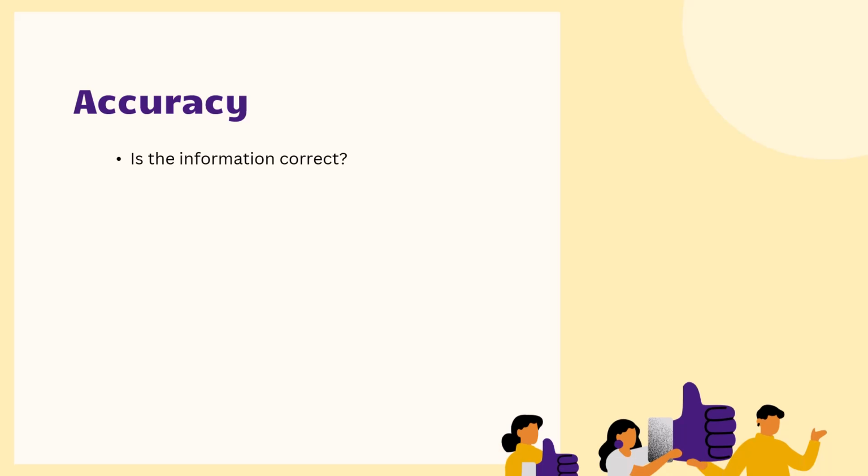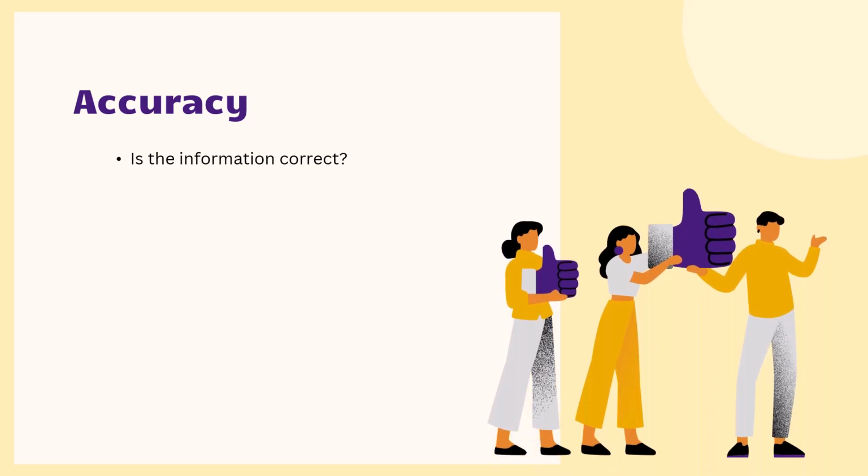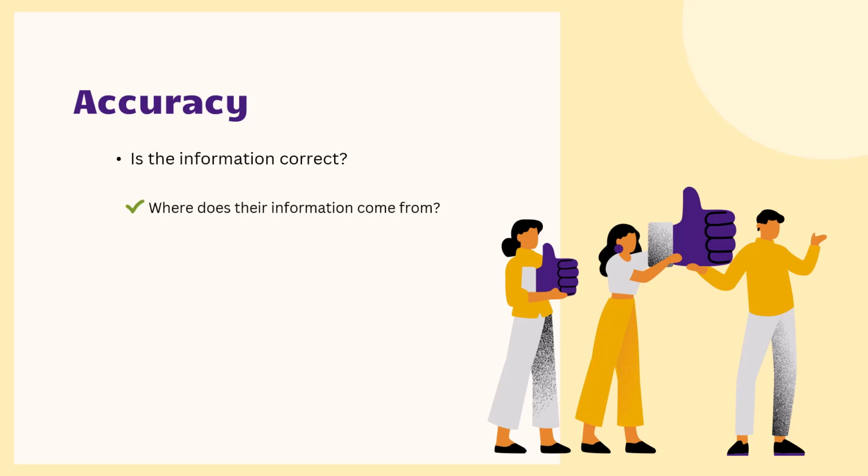When looking for resources, it's important that the information in the resource is correct or accurate. While we cannot always independently verify every piece of information in a source, a reasonable idea of whether a source is accurate can be determined by asking questions like, where does their information come from? Does their evidence support their conclusions? Is this source peer-reviewed or edited so that more than one person verified the information before it was published?